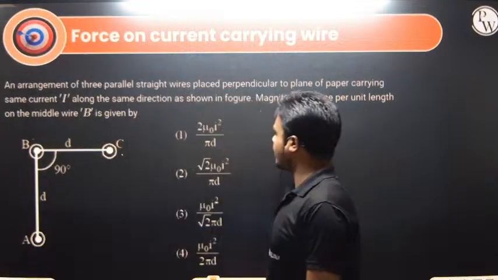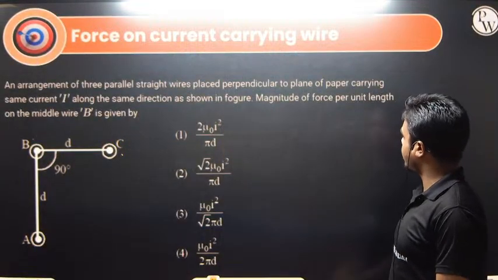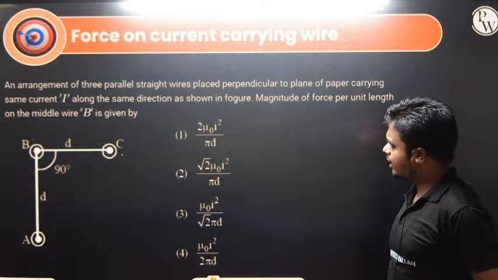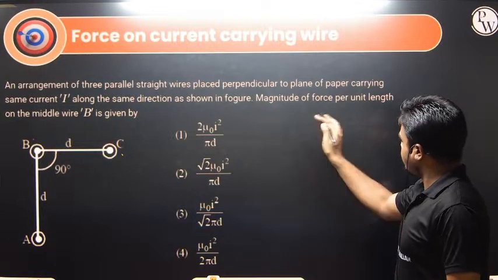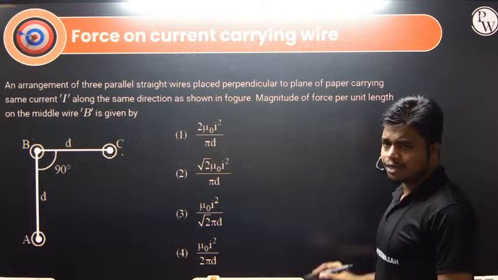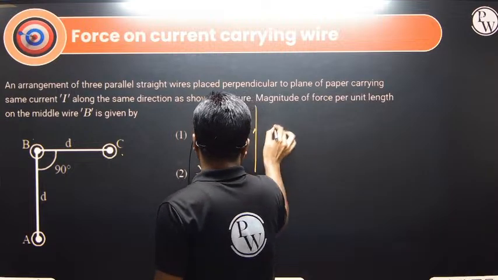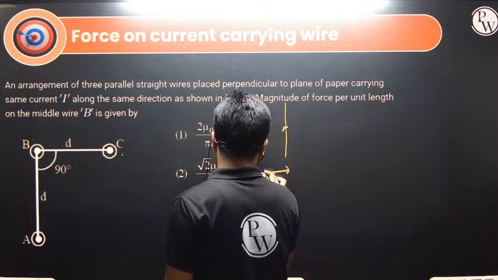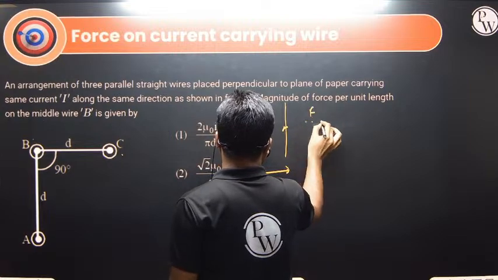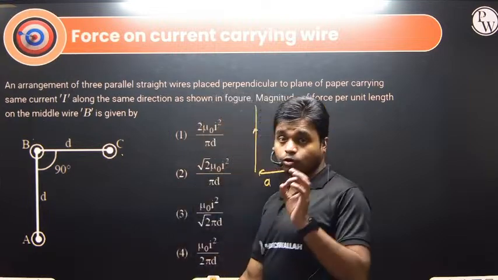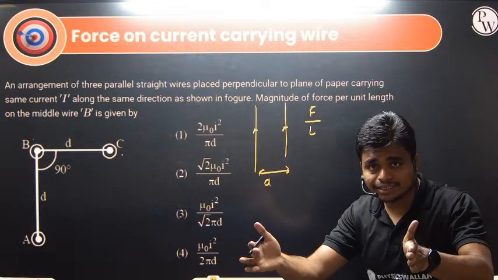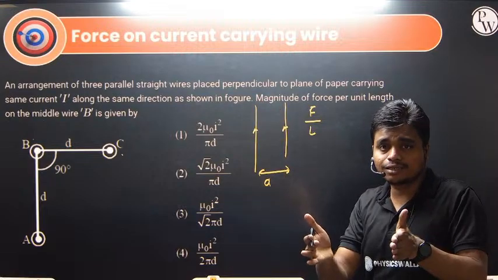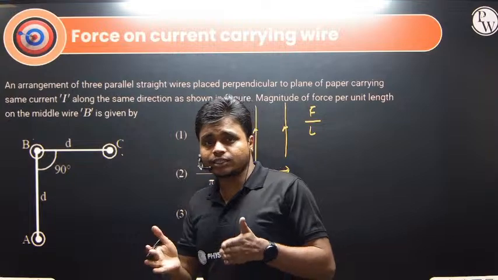An arrangement of 3 parallel straight wires placed perpendicular to the plane of the paper carrying the same current I along the same direction as shown in the figure. Find the force per unit length on the wire. Here if 2 wires are there, one wire like this and one wire like this, with distance d between them, then we define force per unit length. If both wires are carrying current in the same direction, they attract each other. If both wires are carrying current in different directions, they repel each other.